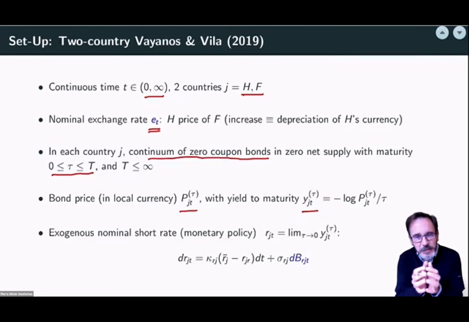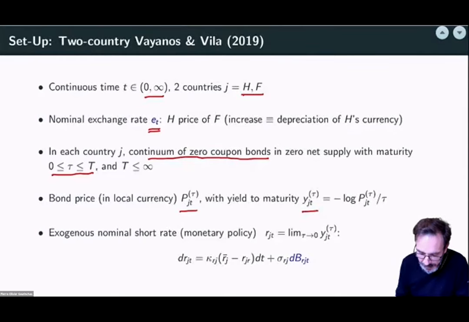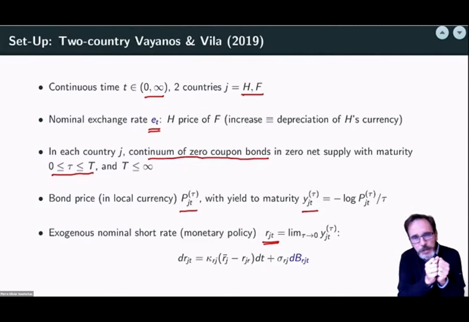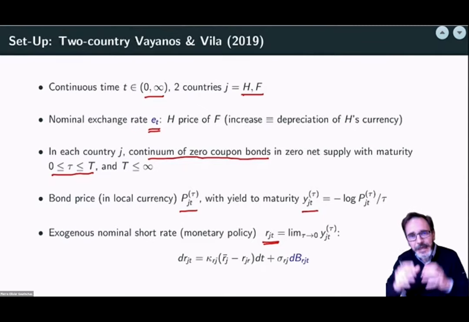And so the yield on this is going to be the short rate. We're going to assume that that yield is controlled maybe by some central bank that adjusts the supply elastically to target a particular yield. And so we're going to take the nominal short rate, so you can think of this as a limit as you take the maturity to zero, as an exogenous process. And that's going to be one of the sources of risk in our economy.